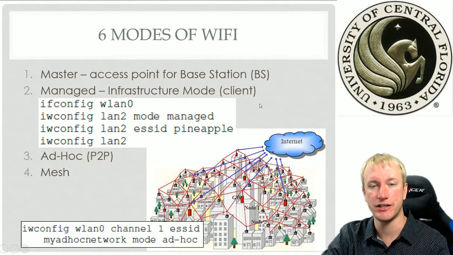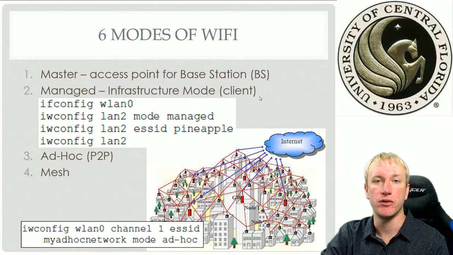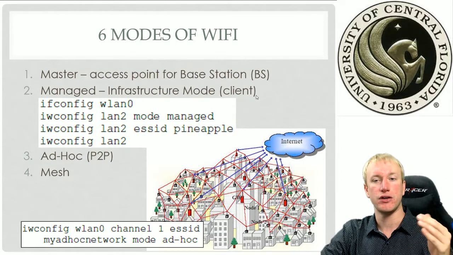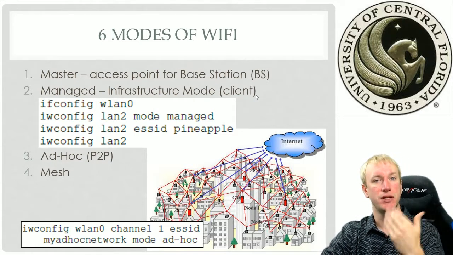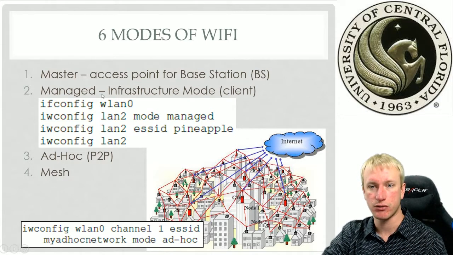So as I mentioned earlier, each network interface card has 6 modes of Wi-Fi. What are the modes? First one is master, so that's the base station, the one that's sending you the data. Then you have managed, or the infrastructure mode. That's typically what me and you have as the client, which is where we receive the data. To see that, you can run the script right here.